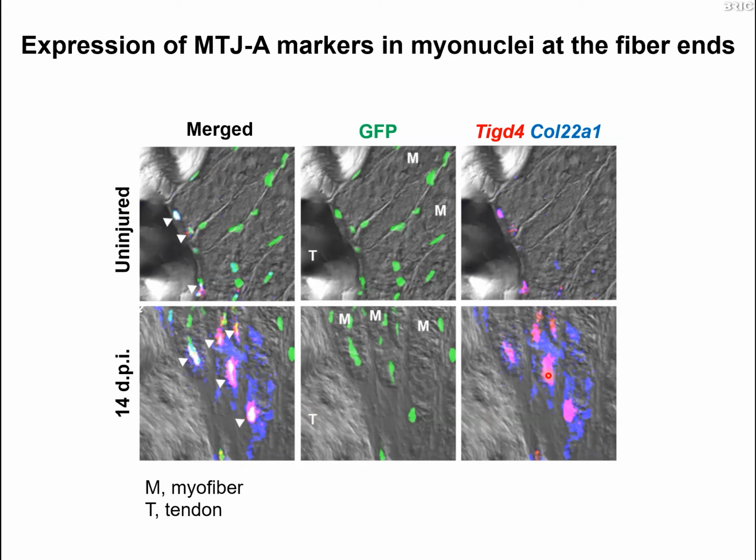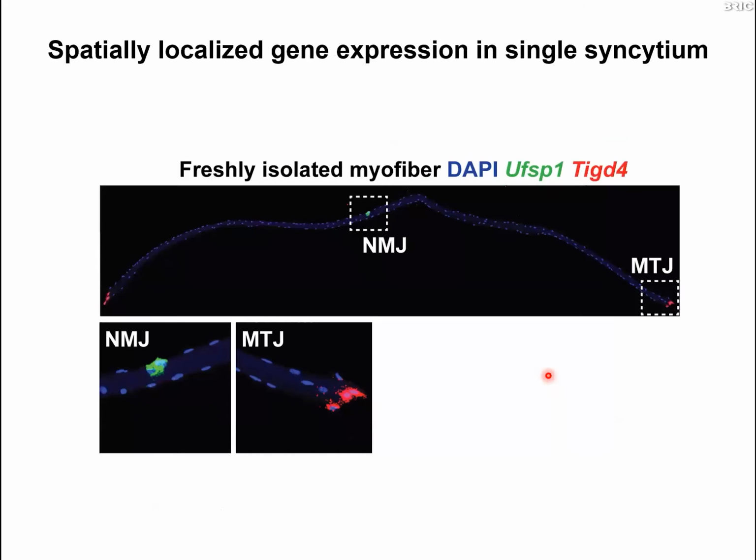So to definitively demonstrate transcriptional heterogeneity in a single myofiber, we also isolated single myofibers and performed double in situ hybridization. And here you can see that UFSP1, which is one of the newly identified NMJ genes in this study, is expressed only from the middle part of the myofiber. And at the same time, TIGD4, the marker of the myotendinous junction nuclei, is expressed only from the very end parts of this isolated myofiber.